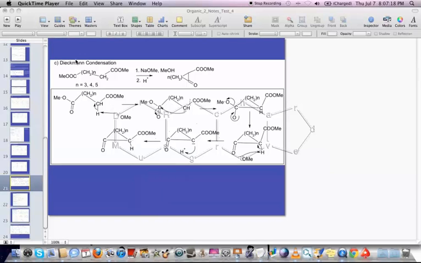I'd like to now talk about the Dieckmann condensation. The Dieckmann condensation is related to the Claisen condensation except that it involves a diester, which means we end up with a cyclic ketoester as a product. Alright, let's take a look at the mechanism for this and you'll see what I mean.